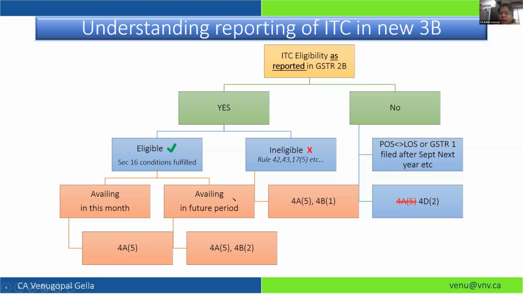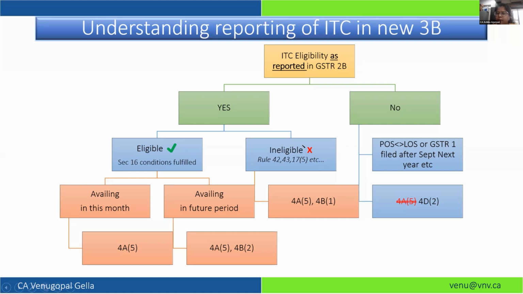ITC which is shown in 2B of that month, but you are going to avail in the next month or any subsequent month due to the reasons discussed in section 16. Either the invoice might be raised, but goods or services may not be received. Another reason could be that you may not have made payment to your supplier. So in that situation, even though it will be there in 4A5, as you are not going to avail that ITC in that month, you will show it as a temporary reversal in 4B2.